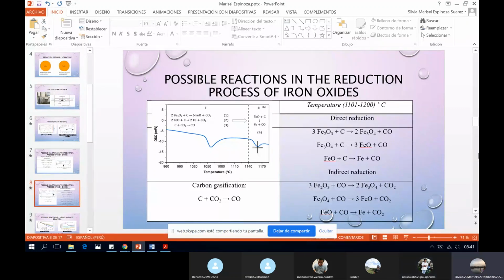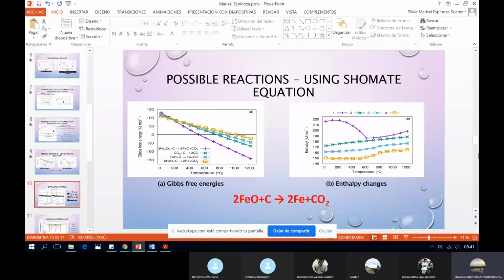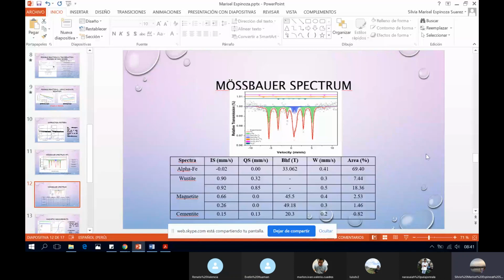Yes, it's possible reduction, but I think maybe we need more time for the reduction of all this sample, because finally the experimental sample has wustite, magnetite and cementite. Maybe to transform all into alpha iron it needs more time, I think, but you are a specialist. Okay, thank you.